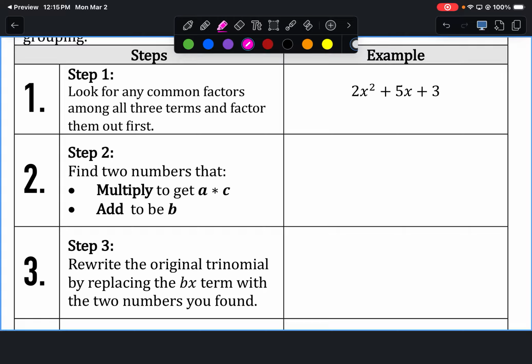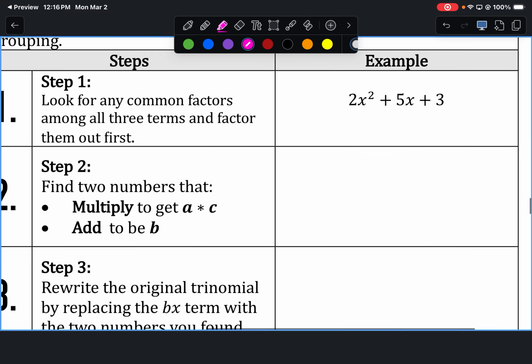Now, for the second half of this, we need to be able to look at part of our trinomial and label our A, B, and C. If you have your computer out, go ahead and close those for me. We don't need those today. So what we're going to do is go ahead and look at this trinomial, 2x squared plus 5x plus 3, and we are going to go ahead and label that.